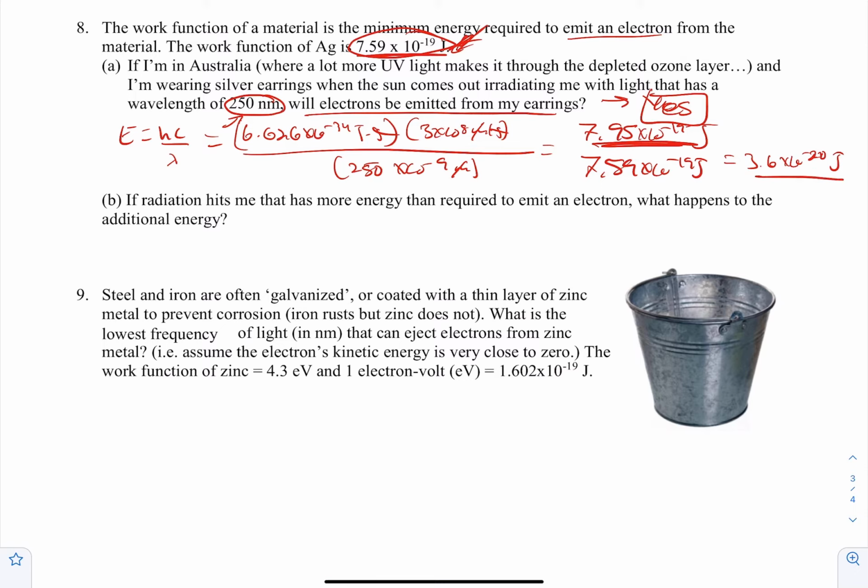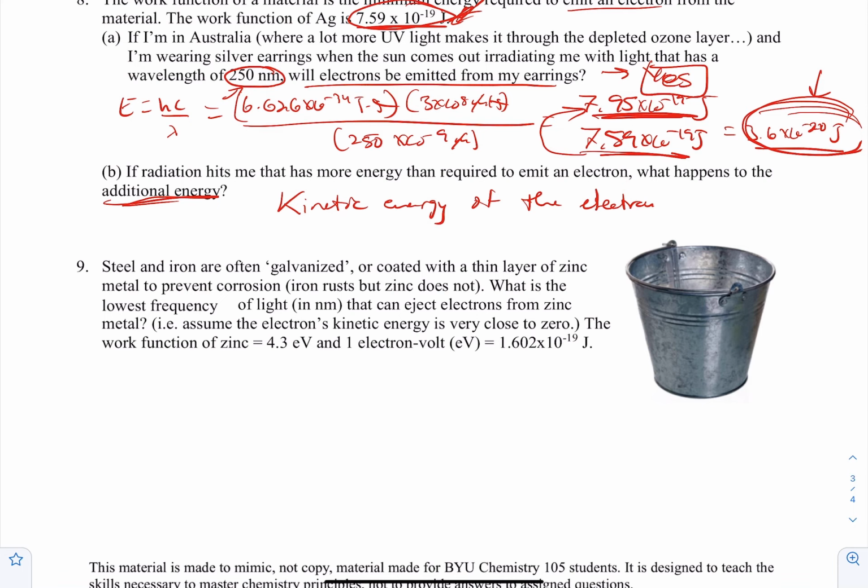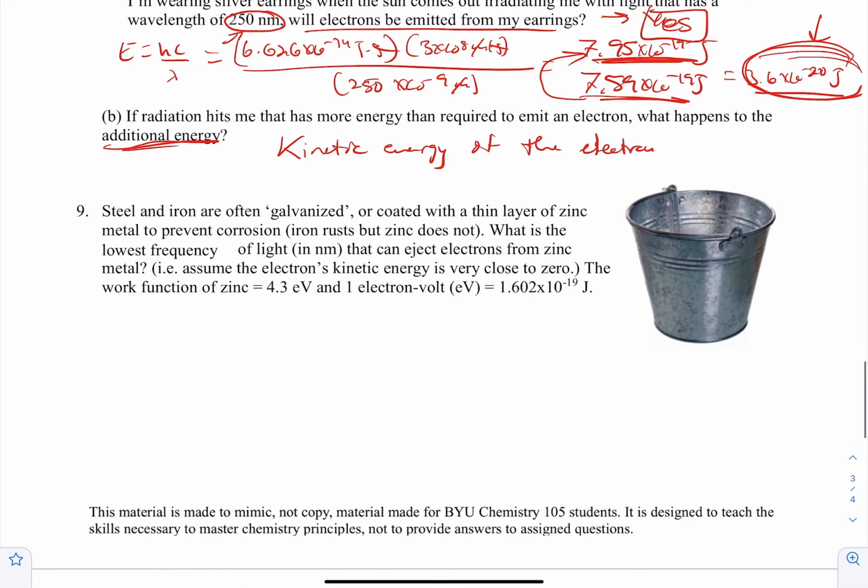Now it says if radiation hits me that has more energy required to emit an electron, what happens to the additional energy, right? This is the excess energy I had, right? I met the minimum, but then I exceeded it, okay? And I had this much extra. And that all goes into the kinetic energy of the electron. Okay, so having the extra energy there just gives that electron more kinetic energy, more movement, okay, in that equation. And here we'll apply that even more on number 9.